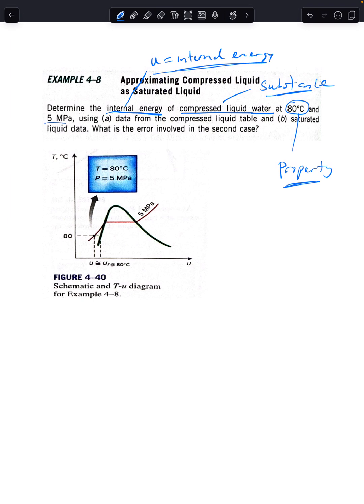At 5 megapascal, so this is still the property. Now we need to determine the internal energy, U, using data from (a) the compressed liquid table and (b) saturated liquid data. And of course, what is the error involved in the second case? In the second case we are talking about saturation from the table.